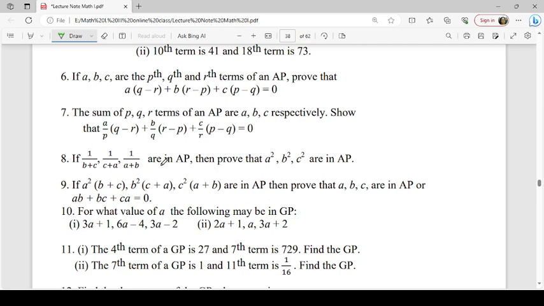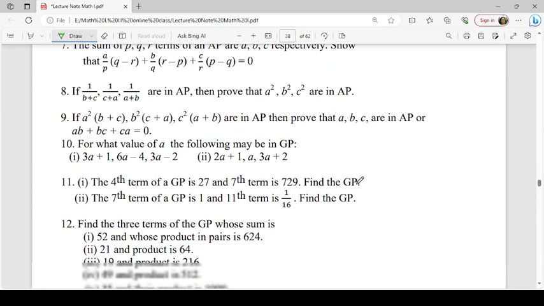So these are in AP. So this minus this, these are the conditions. Then we have to prove that A square, B square, C square are in AP. We need to prove that B square minus A square is equal to C square minus B square, like this. So these are all simple things.